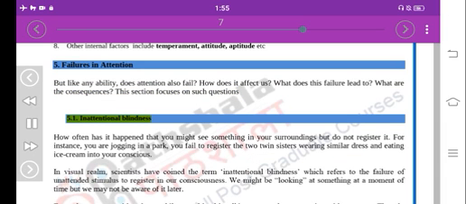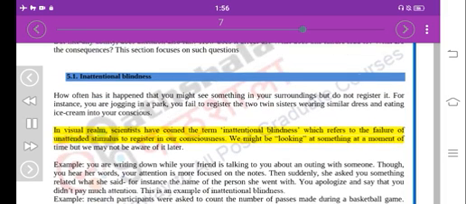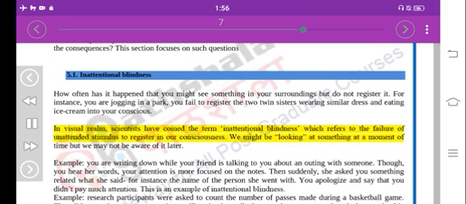5.1. Inattentional blindness. How often has it happened that you might see something in your surroundings but do not register it? For instance, you are jogging in a park, you fail to register the two twin sisters wearing similar dress and eating ice cream into your conscious. In the visual realm, scientists have coined the term inattentional blindness, which refers to the failure of unattended stimulus to register in our consciousness. We might be looking at something at a moment of time, but we may not be aware of it later.